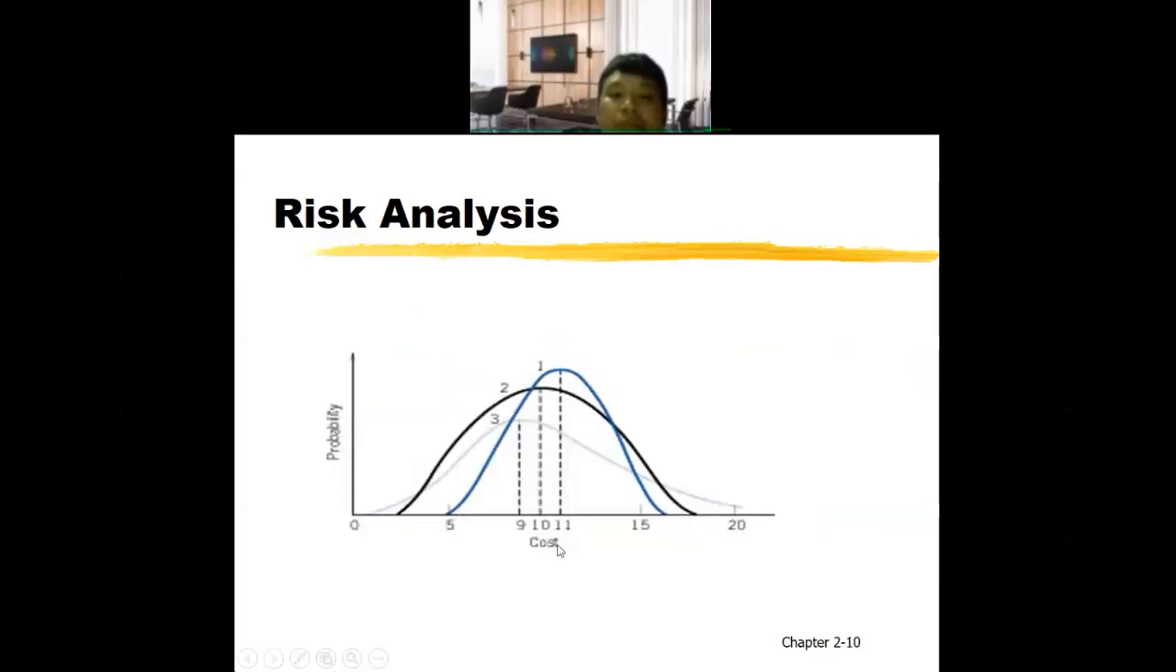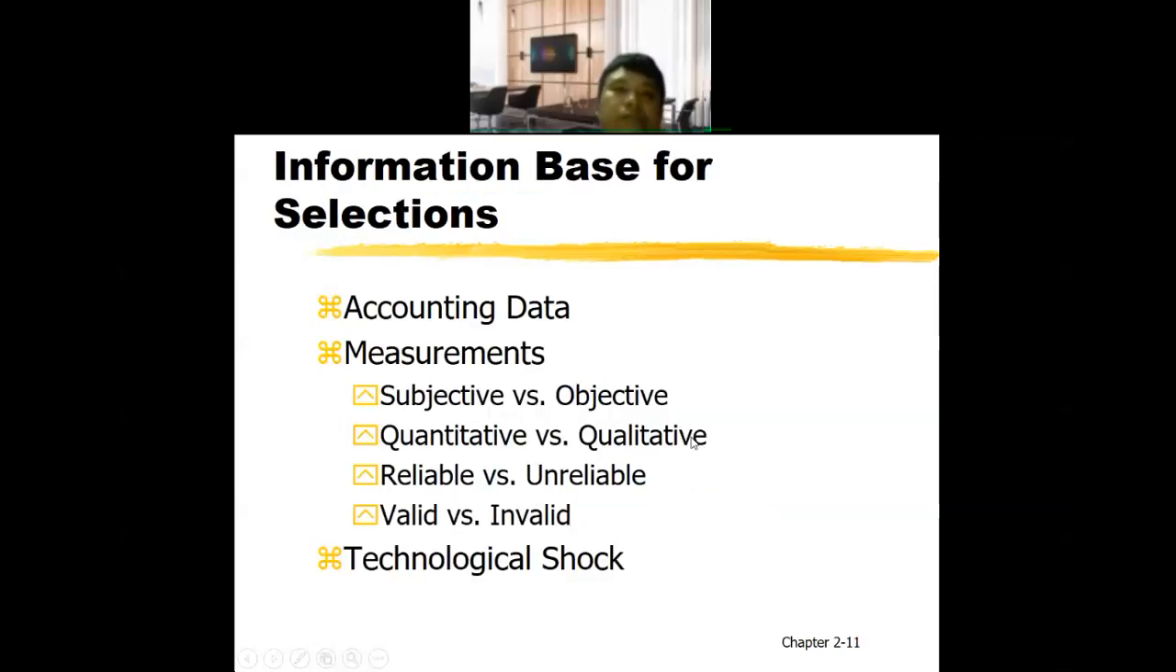This is probability versus cost. So for the best project, the graph is like a likelihood, so the probability is higher in the middle of the cost. Information base for selection: first is accounting data, measurement, subjective versus objective, quantitative versus qualitative, reliable versus unreliable, valid versus invalid. And another one is technological shock.